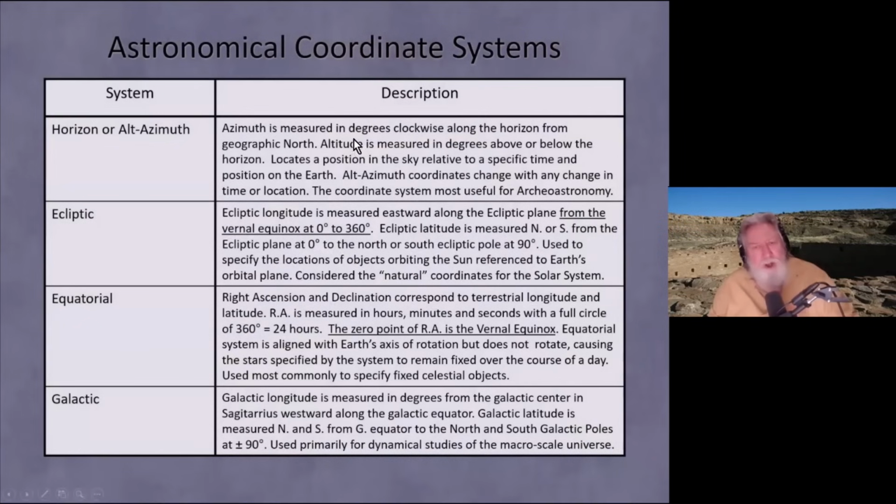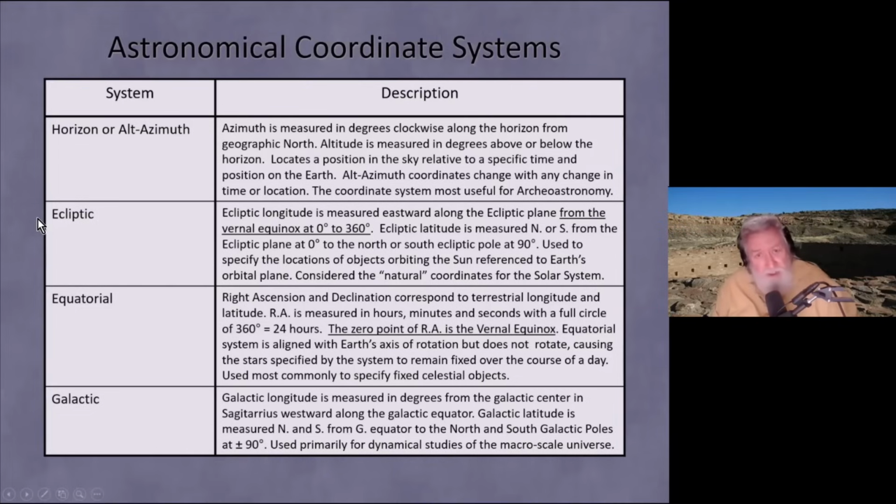A more elaborate description of these: in the horizon system, azimuth is measured in degrees clockwise along the horizon from geographic north. Altitude is measured in degrees above or below the horizon. It locates a position in the sky relative to a specific time and position on the Earth. Altitude-azimuth coordinates change with any change in time or location. This is the coordinate system that is most useful for archaeology.